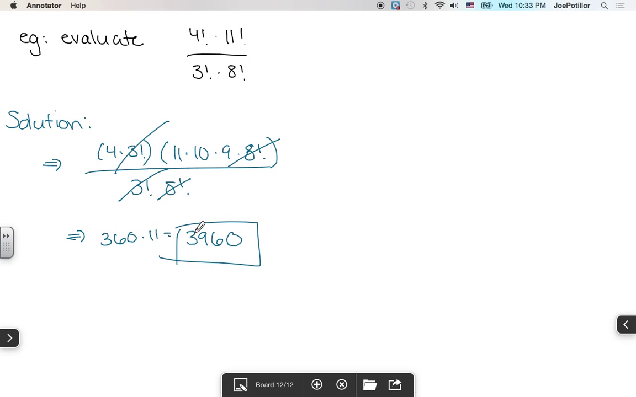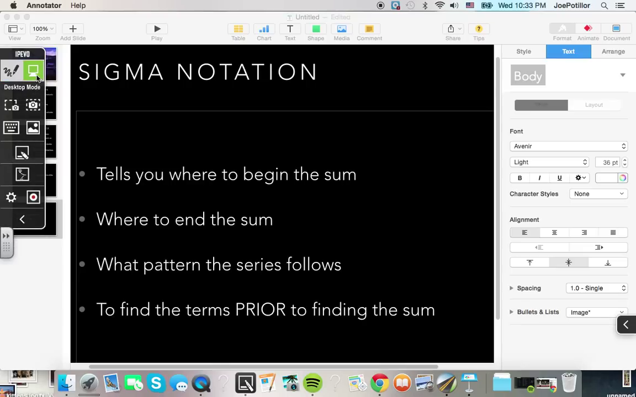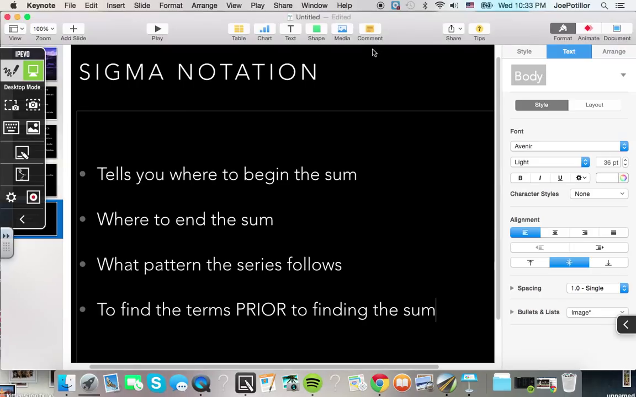Now let's talk about cyclic notation. So back to my fancy slides for a second here. Okay, cyclic notation is named after, of course, the Greek letter sigma, and it looks like a really fancy E, which we'll write in a minute. And cyclic notation tells us the following things. It tells us where to begin the sum, where to end it, what pattern the series follows, and to find the term prior to finding the sum. Okay, these are the 4 points of cyclic notation.